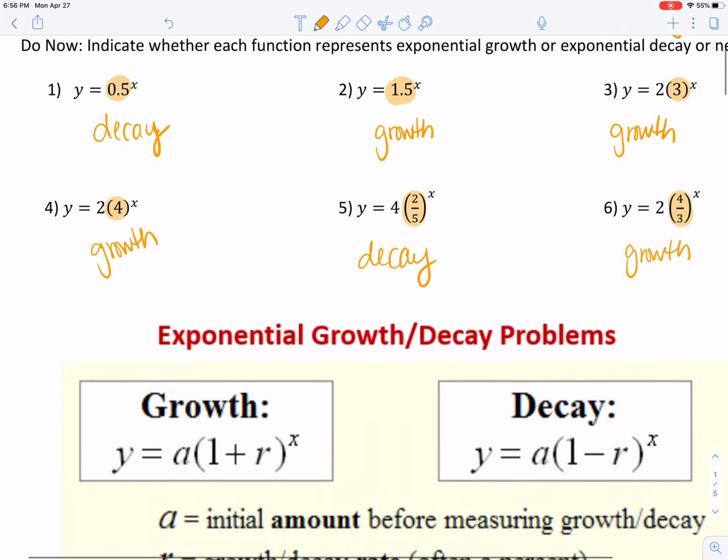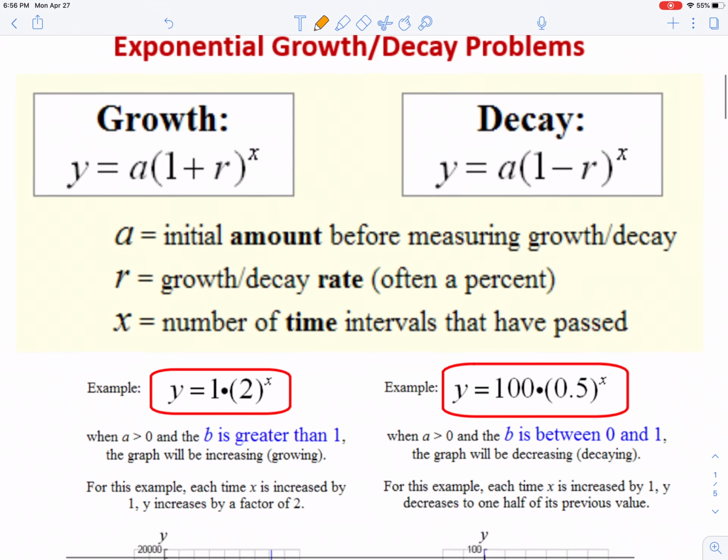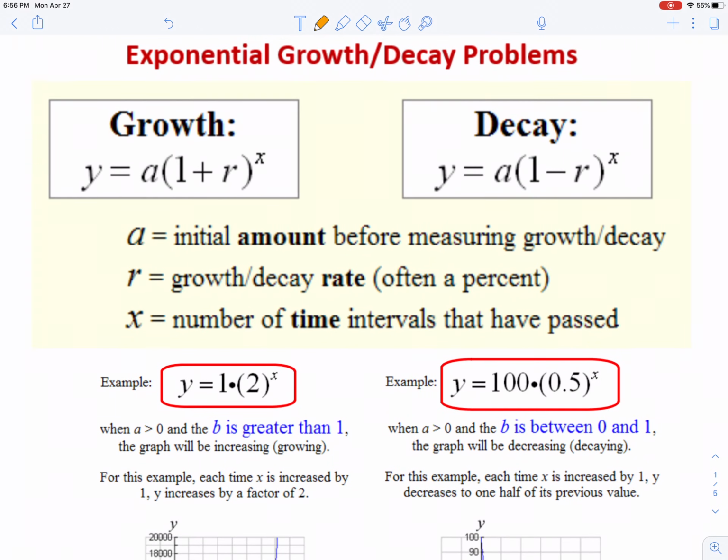Now, talking about exponential functions in terms of growth and decay, how we would write the equations. So here's your general form, and I'm going to be referring to this general form a lot. The a, which is the coefficient in front of the base, is the initial amount before measuring any growth or decay. Your r that gets put into the base is the growth or decay rate, which is given as a percent, but you must change to a decimal before putting it into the equation.